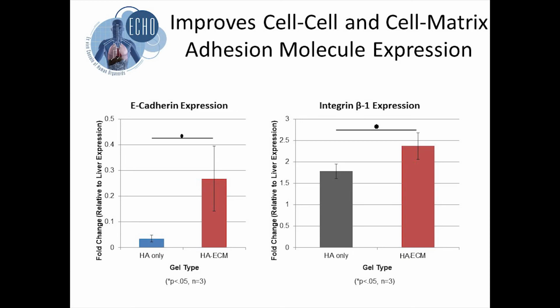One of the main ways that we've found that the ECM changes the cells and seems to make them behave more normally is E-cadherin, which is a component of a cell-cell adhesion complex. And you can see that the E-cadherin is expressed to a much greater degree in cultures that have the solubilized extracellular matrix. And to some degree also, cell-matrix interactions are increased, as you can see by the increase in beta-1 integrin expression.